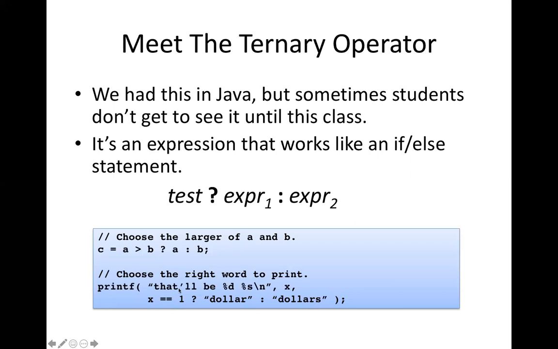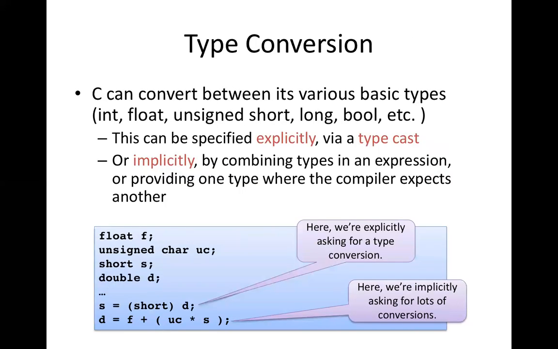When I print out this, I'm going to print a number, and then one of these two words based on how this expression goes. If X is 1, I'll get the singular dollar. If X is not 1, 0, or more than 1, I'll get the plural dollars. So you see how that's kind of like an if statement, but it's built right into a slot made for an expression. You can do this same trick in Java, but like I said, often when people get to this class, they haven't seen this in Java.